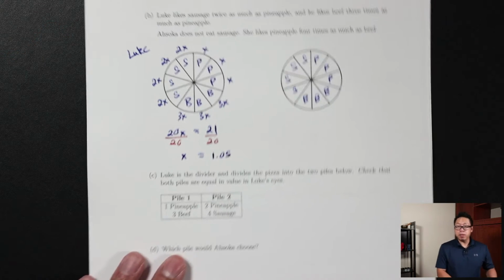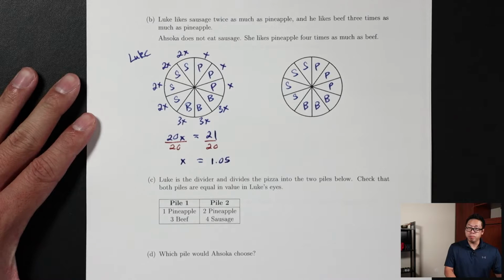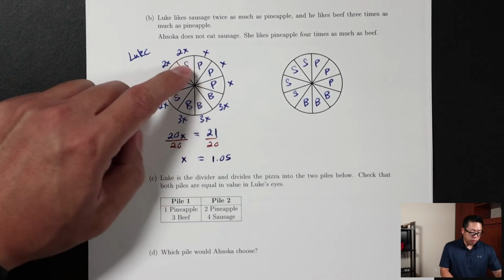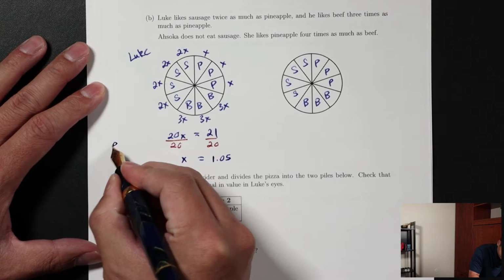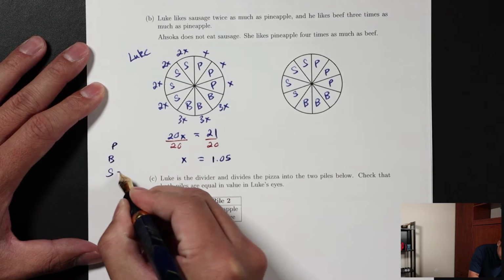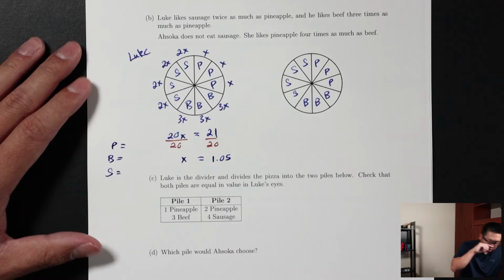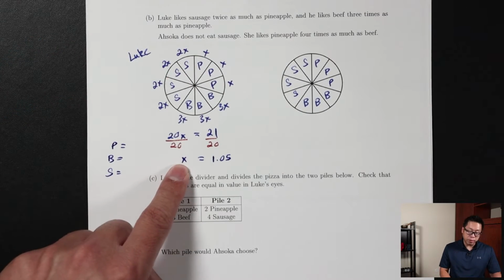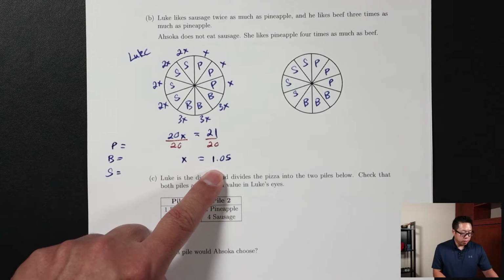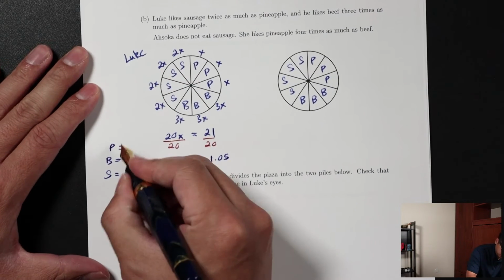And now we can write down Luke's values on each type of slice. So we have some pineapples, some beef, some sausage. The pineapples we labeled as regular x. Regular x we found is 1.05. So the pineapples are worth 1.05.